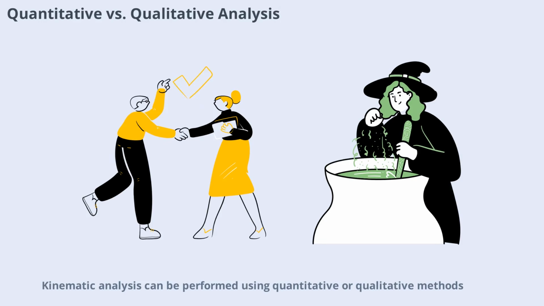Kinematic analysis can be performed using quantitative or qualitative methods. Quantitative analysis involves precise measurements, such as timing a sprint or measuring stride length. Qualitative analysis, on the other hand, focuses on observing and describing movement patterns. Both approaches are valuable and often used together to gain a comprehensive understanding of human motion.